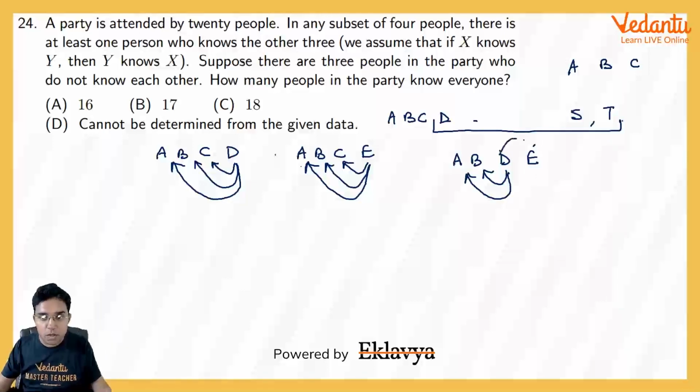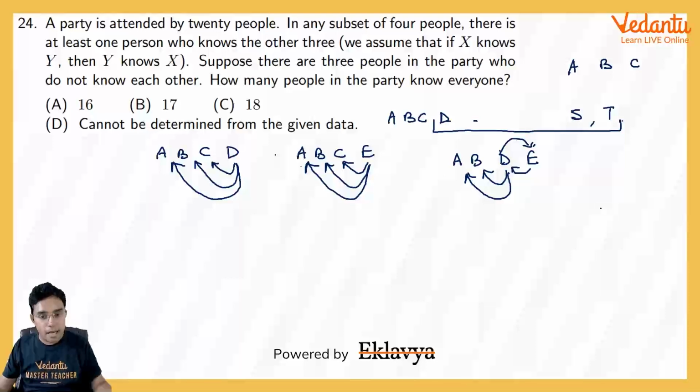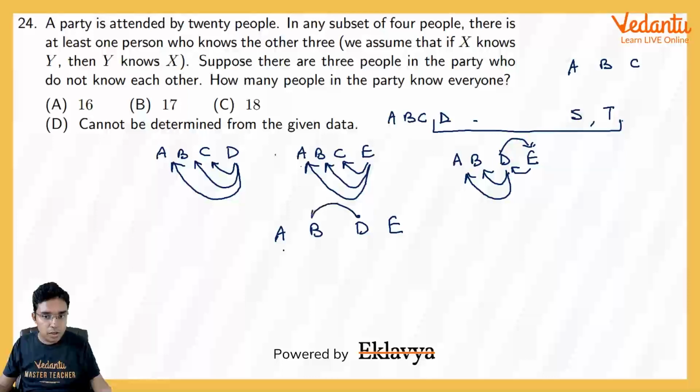So D should be knowing E also. Or if it is E, then E should be knowing D also. But because if X knows Y, Y knows X also, D and E both will be knowing each other. I hope that is clear. I'll repeat it. Suppose A, B, D, E is the subset. Already A and B are not knowing each other, so A cannot be the person who knows all three. B can also not be the person who knows all three. So either it will be D who knows all three. Already D is knowing B and D is knowing A. So if D is the person who knows all three, D will be knowing E also.